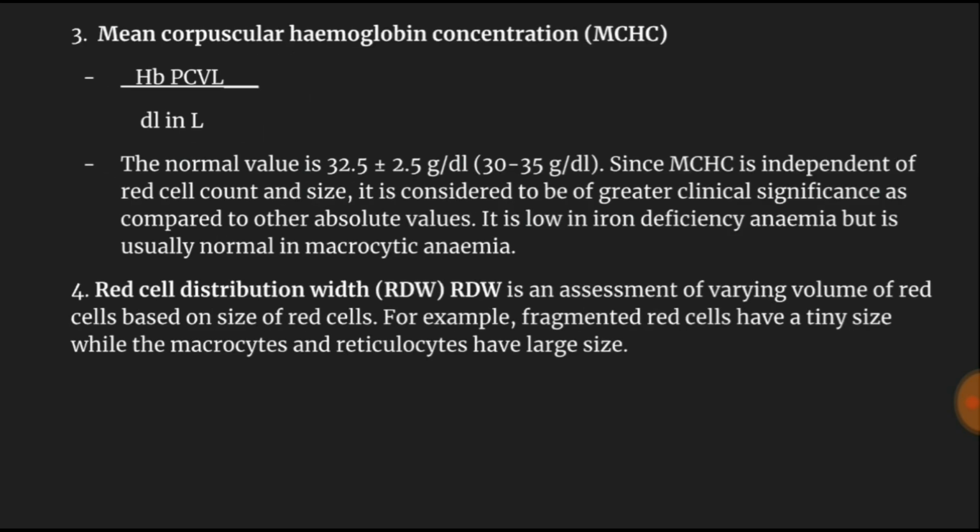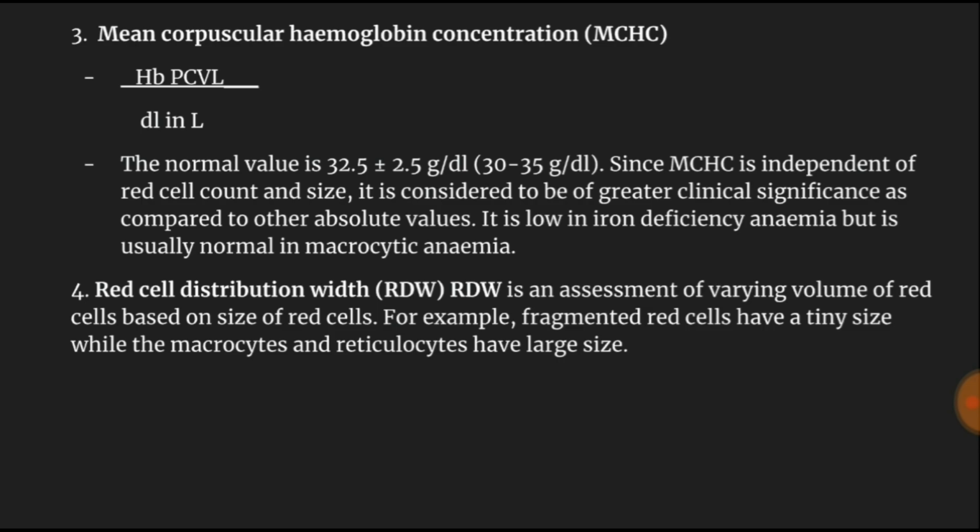Moving to the mean corpuscular hemoglobin concentration, or the concentration of hemoglobin in the cell, it is measured as HB divided by PCV, that is the amount of HB in the packed cell volume, per deciliter of blood that is present. Okay. The normal value of mean corpuscular hemoglobin concentration is 32.5 plus or minus 2.5 gram per deciliter. So the range of MCHC is 30 to 35 gram per deciliter.